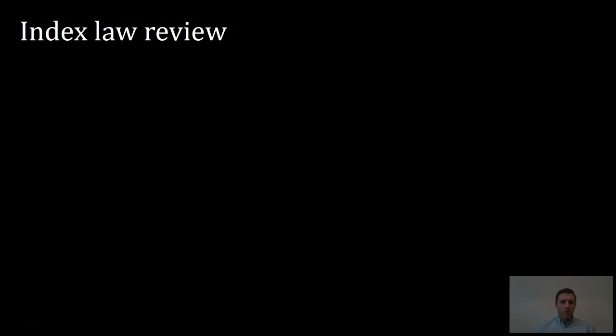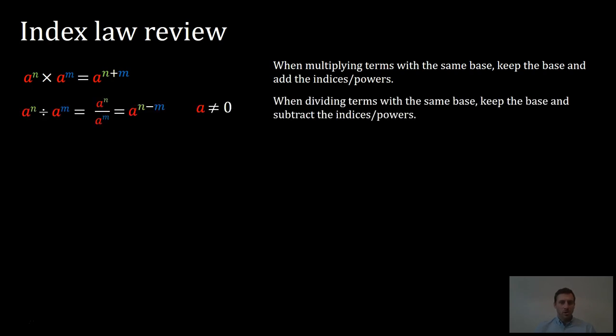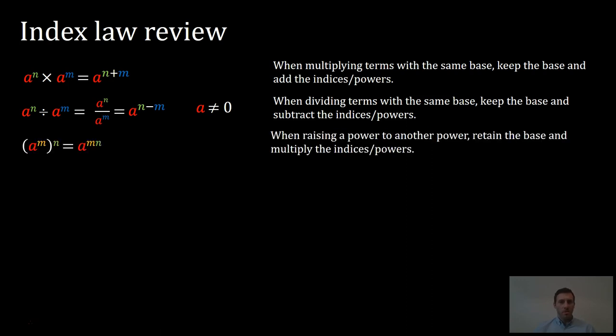Now let's quickly review the index laws before we look at some examples. This is not a comprehensive look into each one of these, and they're not all known as laws, but I've included them here because they're important. When multiplying terms with the same base, keep the base and add the index or power. This is usually referred to as index law 1. When dividing terms with the same base, keep the base and subtract the index or power. This is usually referred to as index law 2. When raising a power to another power, retain the base and multiply the powers. This is usually referred to as index law 3.